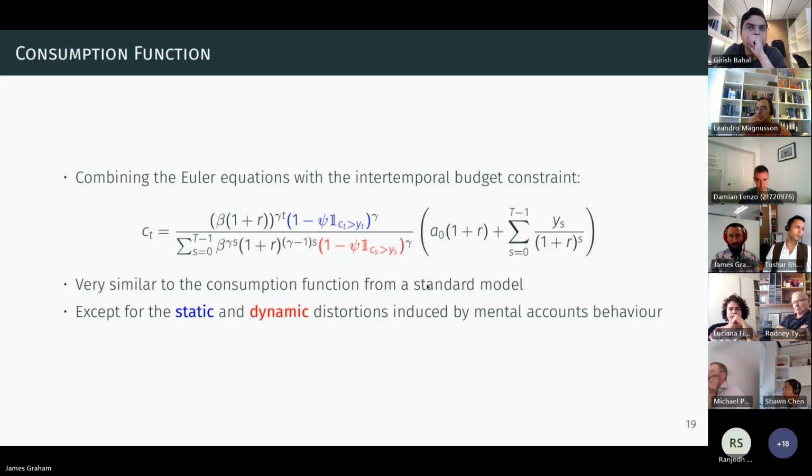So don't worry too much about the maths, but I'm going to write down the solution to this problem. It's an implicit solution, but it is the solution to this problem for consumption. Again, up the top, we have the static distortion, and down the bottom, we have these dynamic distortions. So all of the big term on the right is just your lifetime resources. Okay, so this is the consumption function.